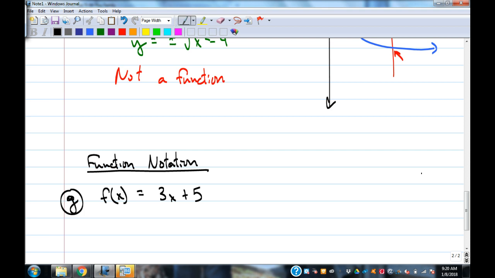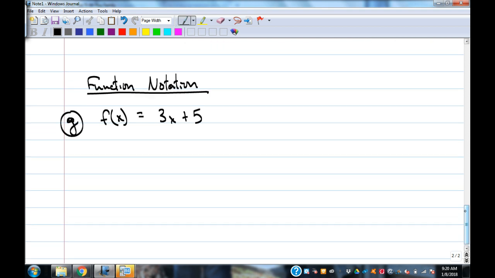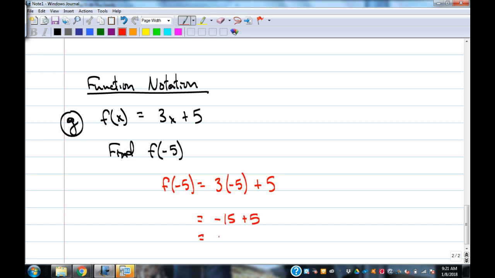If you're trying to find a function value, so they ask us to find f of -5, all that means is to take -5 and put it in the place of x. That's all they're asking us to do. F of -5 means everywhere there's an x, put a -5, and then use order of operations to work that out. 3 times -5 is -15, plus 5 is -10. So f of -5 is equal to -10.